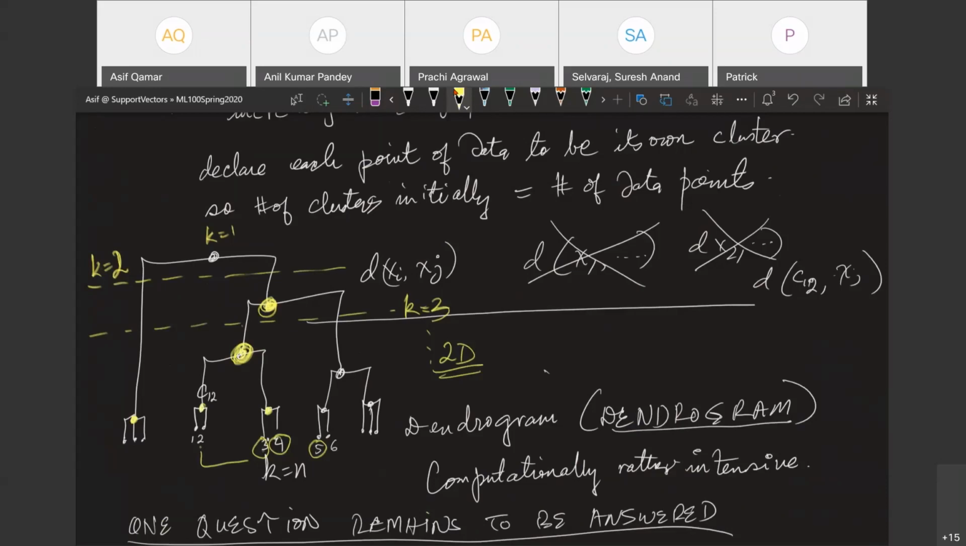So Asif, you said that this is computationally intensive. How much data are we talking about when the computation is not practical to apply anymore? Like when the dendrogram is not practical to apply anymore? Like 100,000 cases, or how big a data are we talking about?